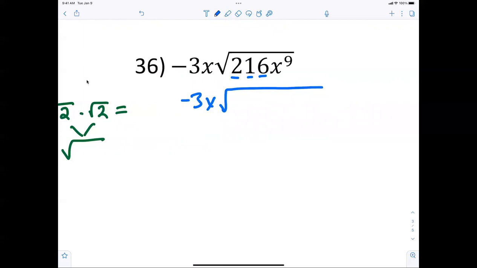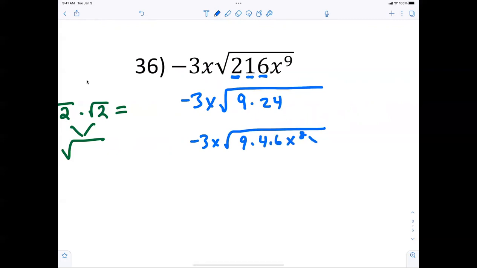All right. I'm helping other people who don't see that. So 216 is 9, and 9 goes into 21 twice. So 9 times 24. Now 24 breaks down to what? 4 and 6. X to the 9th breaks down to 8 and 1. Thank you.